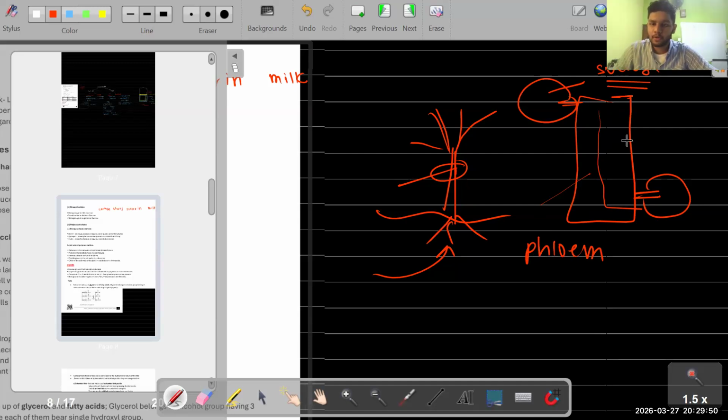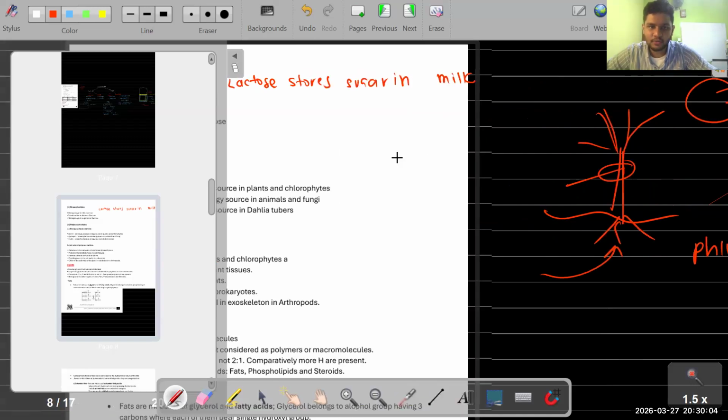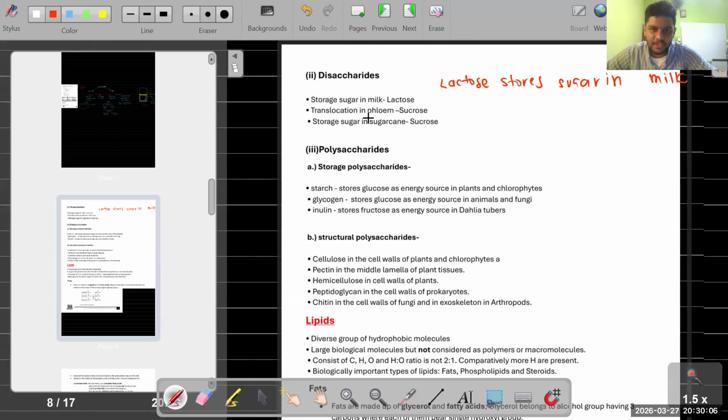Clear, right? Okay. Now, during this phloem translocation, what is the sugar that is carried through phloem? Sucrose. That is the simple idea. Just try to understand: translocation in phloem, sucrose. Can you understand that?